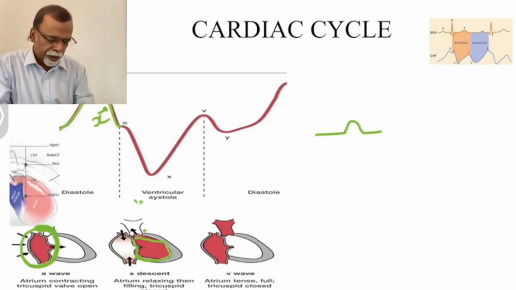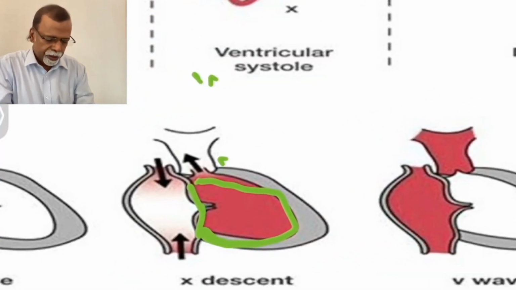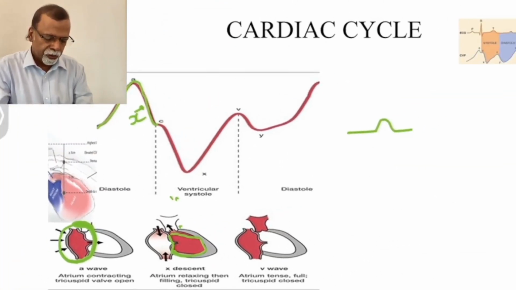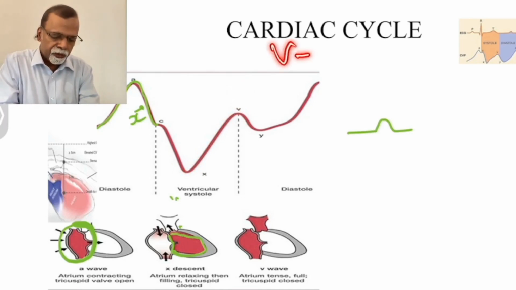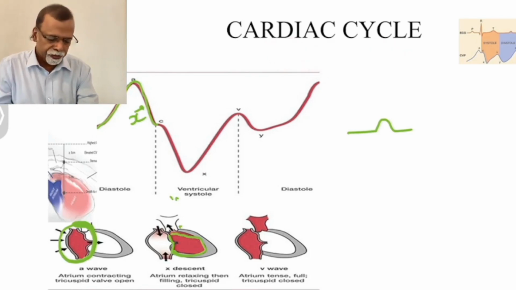And remember, now the atria is receiving blood from superior vena cava and also inferior vena cava. So the pressure inside the atria starts rising. So now comes the rise in pressure, and this is the V wave. So V wave, you remember, V stands for venous. So it is due to the venous filling occurring during ventricular systole. So this time is ventricular systole.